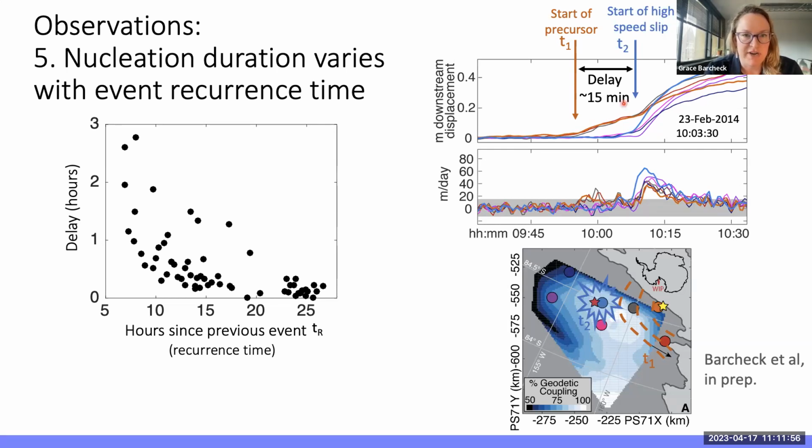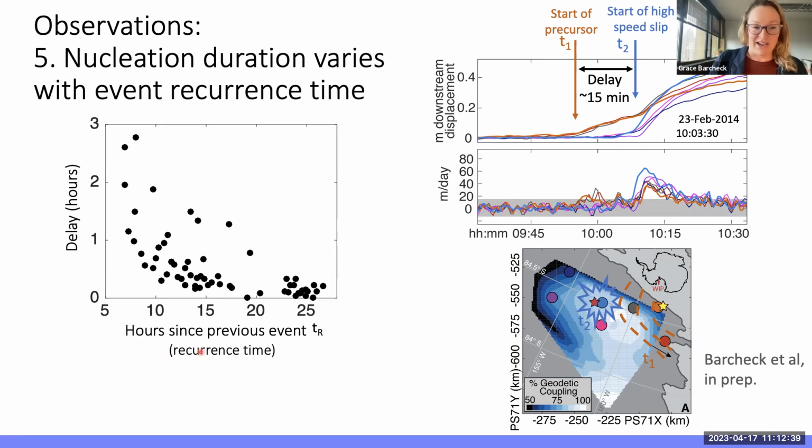The first one is the duration of this slow slip precursor. So in this example that I've been showing you, the slow slip precursor lasts about 15 minutes from when the orange and red and gray sites start to move to when the main shock begins at the blue site. So it's about 15 minutes, but that can actually vary quite a lot, from a couple of minutes up to a couple of hours. And it turns out that how long that slow slip precursor lasts actually varies inversely with how long it has been since the previous event.